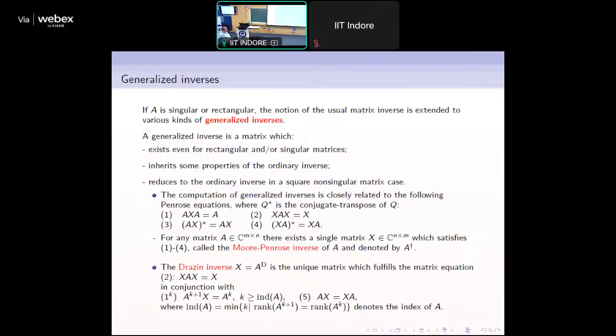Another unique G inverse is Drazin inverse. It is unique solution of matrix equation 2 and two additional matrix equations, 1^k and 5. Property 5 means that Drazin inverse is commutative with original matrix. In property 1^k, we have one integer, one natural integer, which denotes index of matrix.